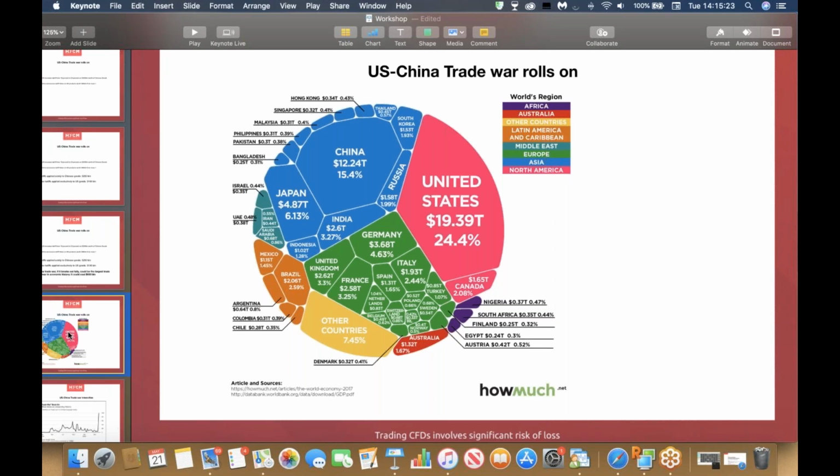Okay, so when the relationship between China and the US worsens, we see weakness in the Australian dollar, particularly because of Australia's relationship to China. About 30% of Australia's GDP comes from its trade with China. So what's bad for China is bad for Australia. What's good for China is good for Australia.